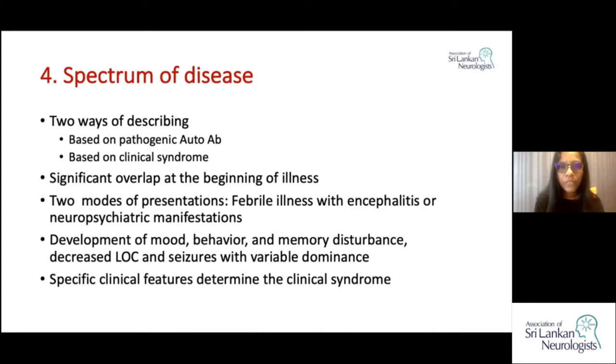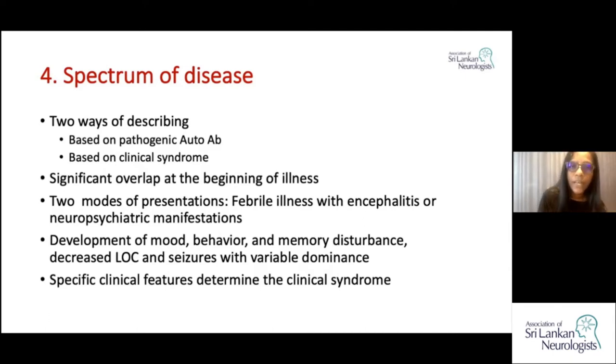And we have this paradoxical situation when you talk about the spectrum of disease. In some conditions, one antibody only is responsible for a particular clinical syndrome. For example, NMDAR receptor encephalitis, where it's the function of the NMDAR receptors which is dysfunctional. On the other hand, you may have the same disease caused by different antibodies, like limbic encephalitis being caused by different antibodies. And there is also this paradoxical situation where the same antibody can cause different syndromes. For example, GAD antibodies can cause limbic encephalitis, and can also result in other different syndromes.